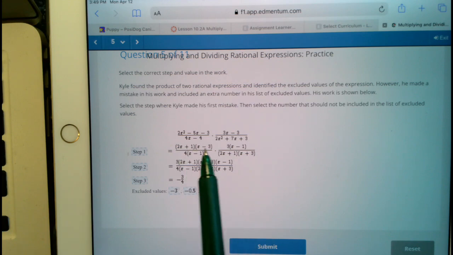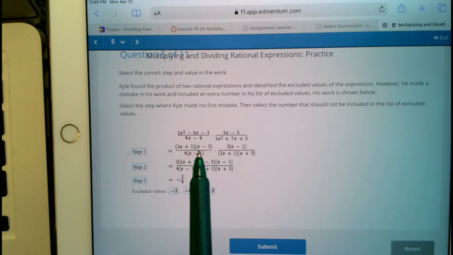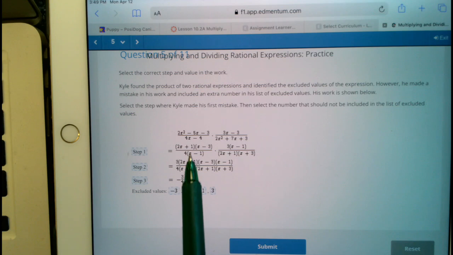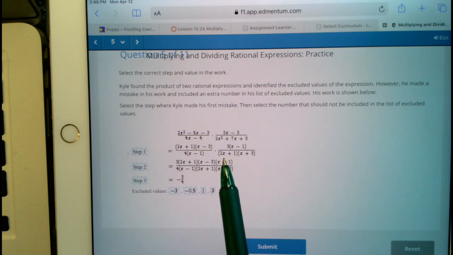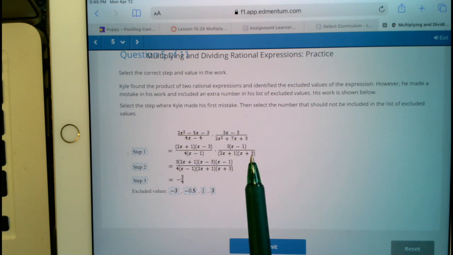We can use the double distributive property here, and there, and we get 2x squared minus 6x plus 1x. Minus 6x plus 1x is minus 5x, and then positive 1 times negative 3 is negative 3. So this is factored correctly, and we can check this one here. Again, with FOIL or double distributive property, 2x times 1 is 2x squared, 2x times 3 is 6x, 1 times x is 1x, 6x plus 1x is 7x, and then 1 times 3 is 3. So everything is factored correctly.